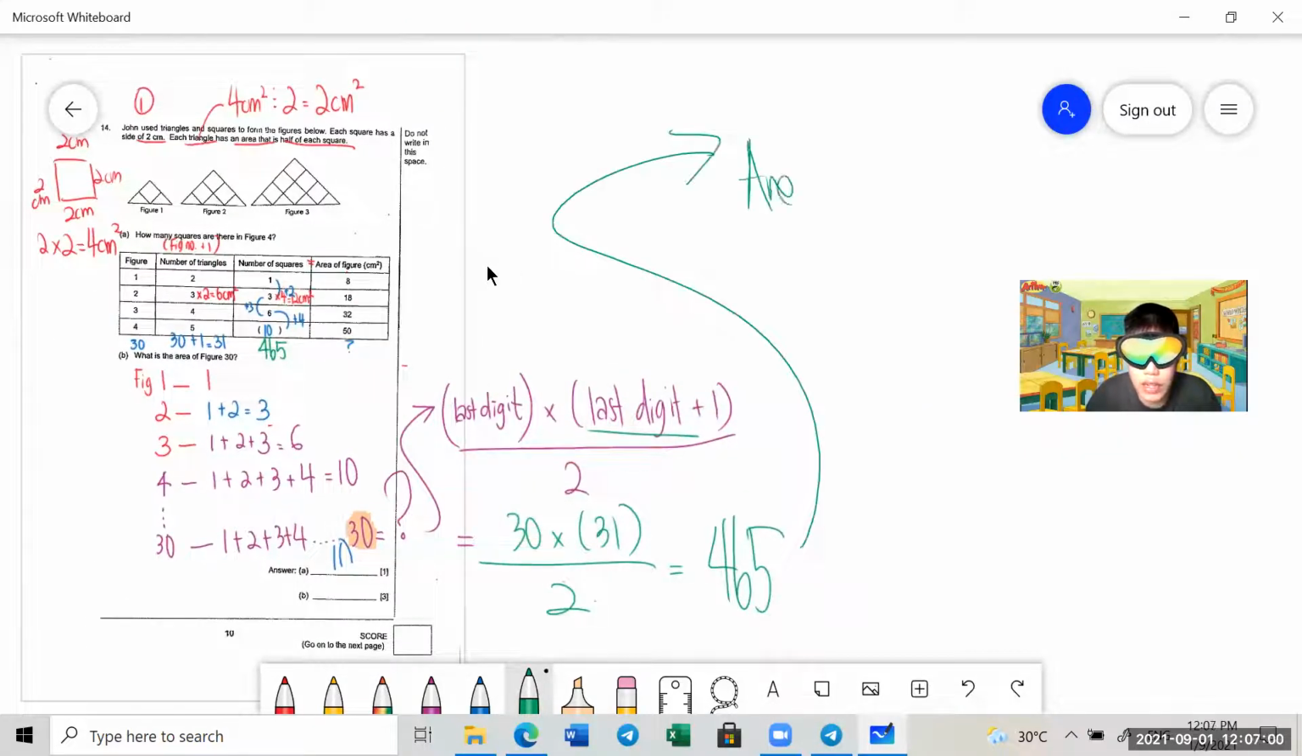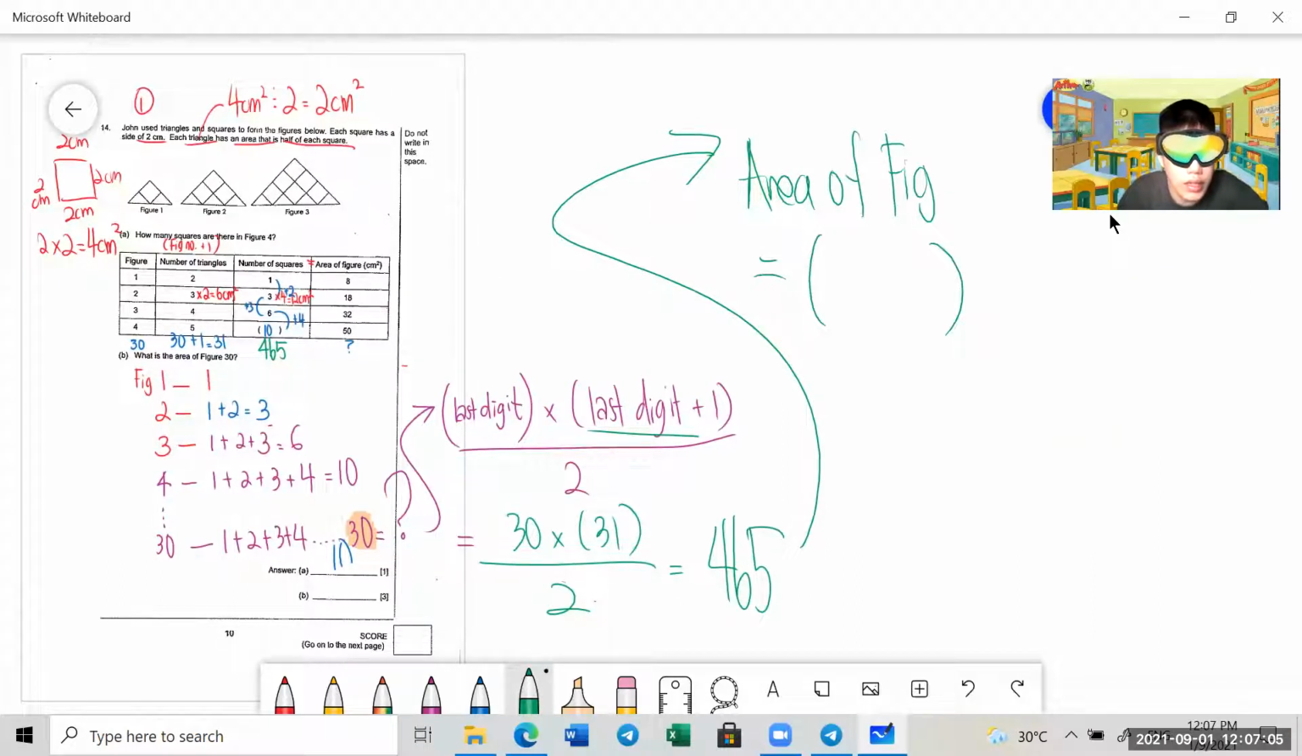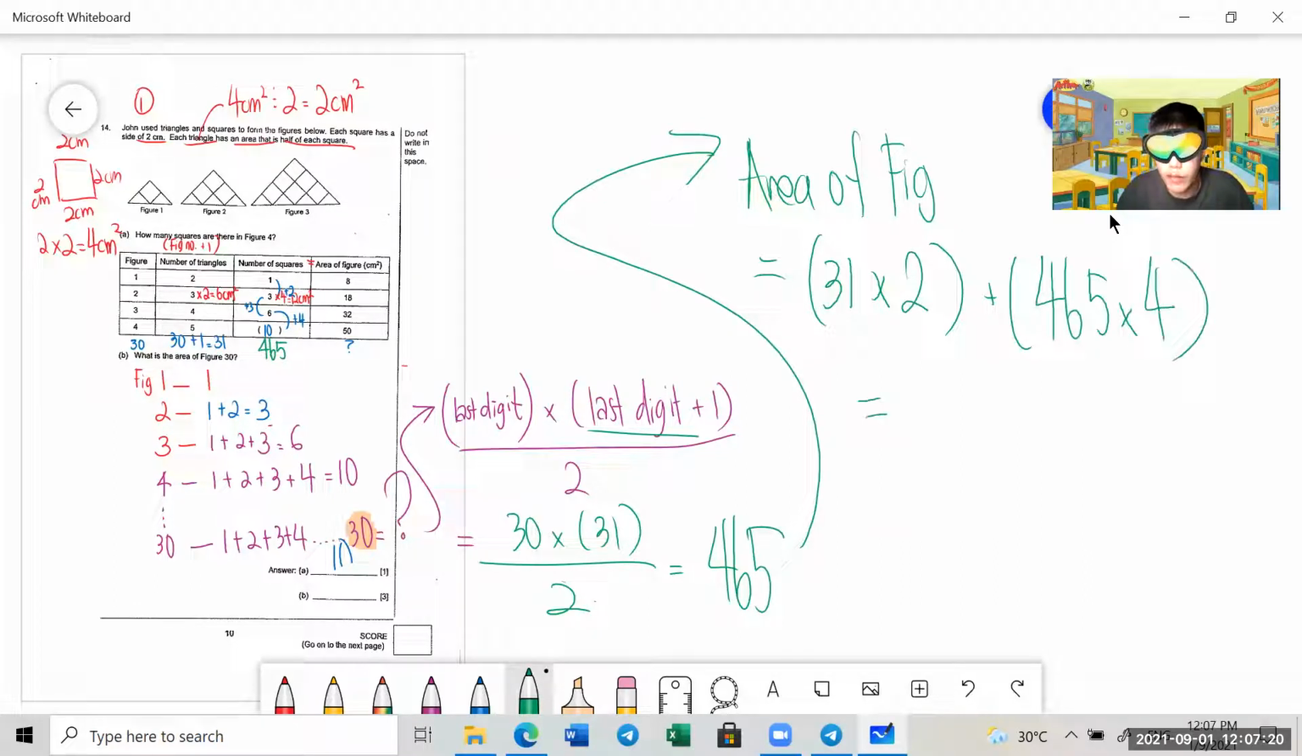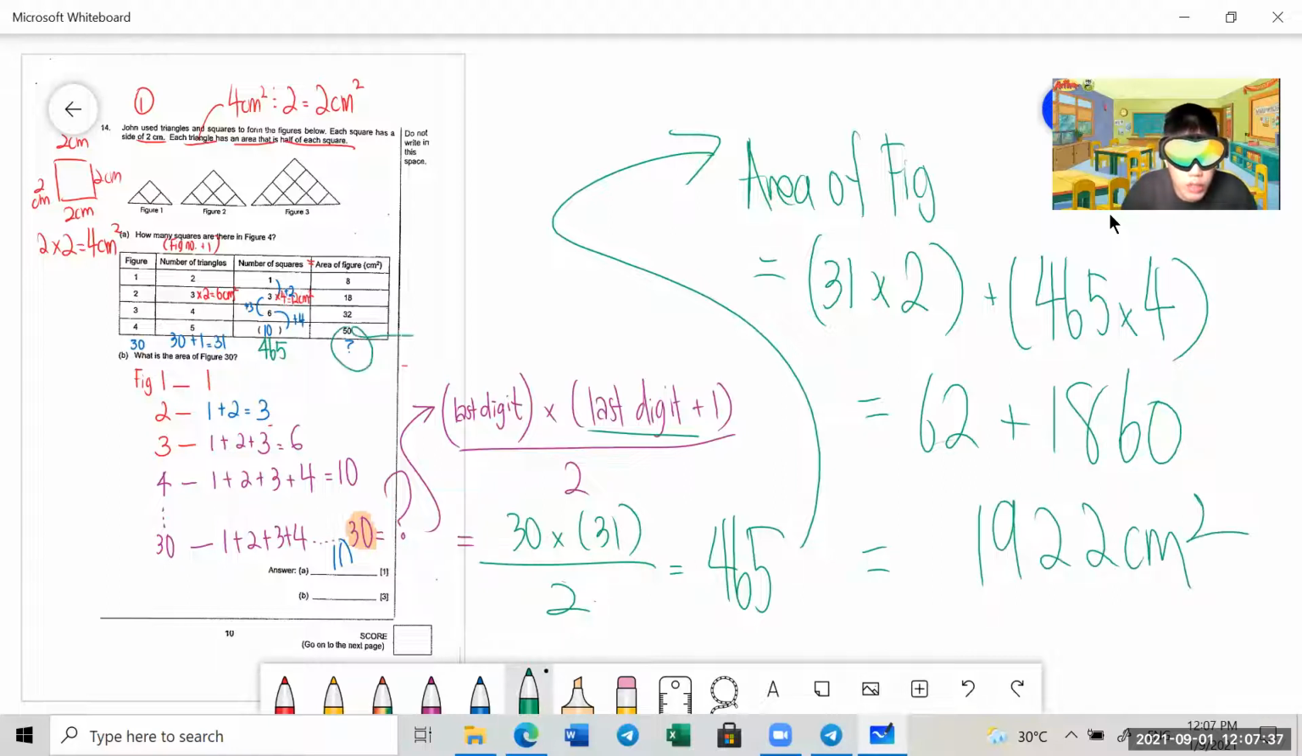How do I find the area of the figure? Very simple. I just have to do the number of triangles, which is 31, times the measurement itself. Triangle itself is 2, so 31 times 2, plus the number of squares, which is 465 times 4. Why 4? Because 1 square is 4 centimeters. So 31 times 2 is 62, plus 465 times 4, which is 1860. You add them together and you get 1922 centimeters square. So therefore this question mark is 1922 centimeters square. Simple as that.